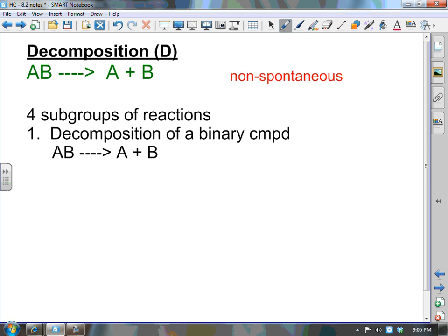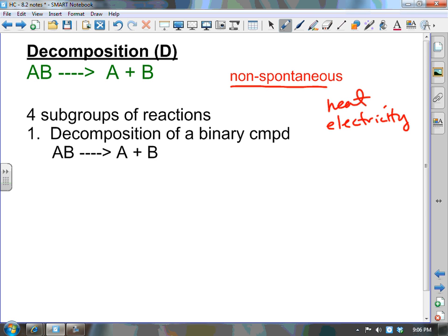Decomposition. Now, decomposition is the exact opposite of synthesis. Now, these are not traditionally spontaneous. Usually they're going to have to be somehow forced to. And the most common way that they are forced is heat or even electricity. So, there are 4 subgroups that we're going to look at.